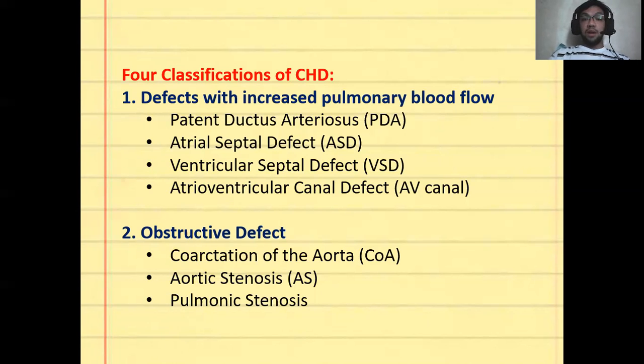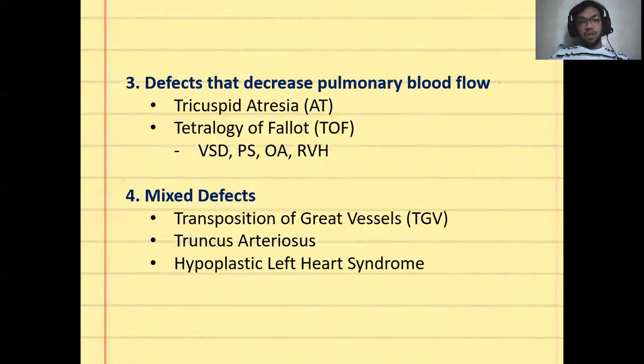Now we go to the second one, which is obstructive defect. So there is a blood vessel or portion of the heart that is obstructed, which does not permit blood to flow through it. Remember CAP. We have coarctation of the aorta, aortic stenosis and pulmonic stenosis. We'll discuss them further here in this subject.